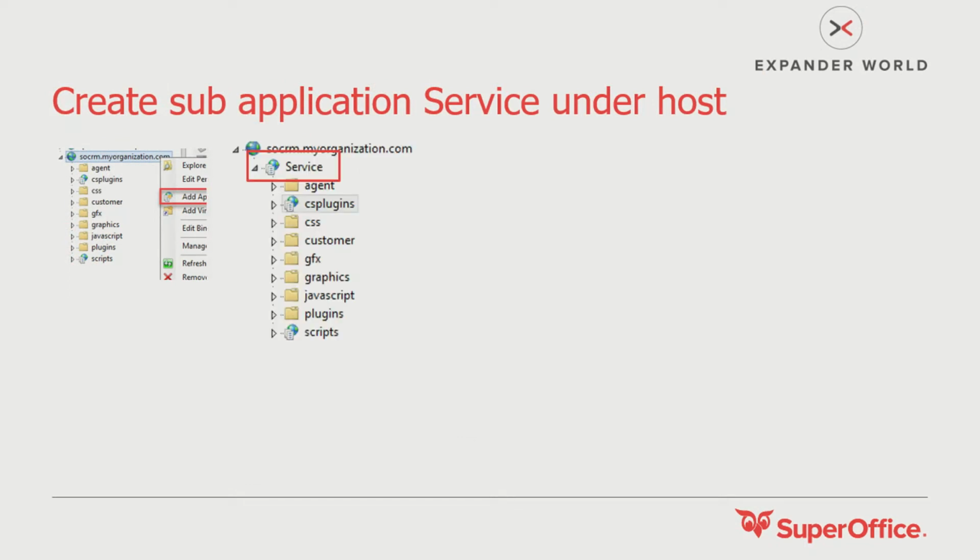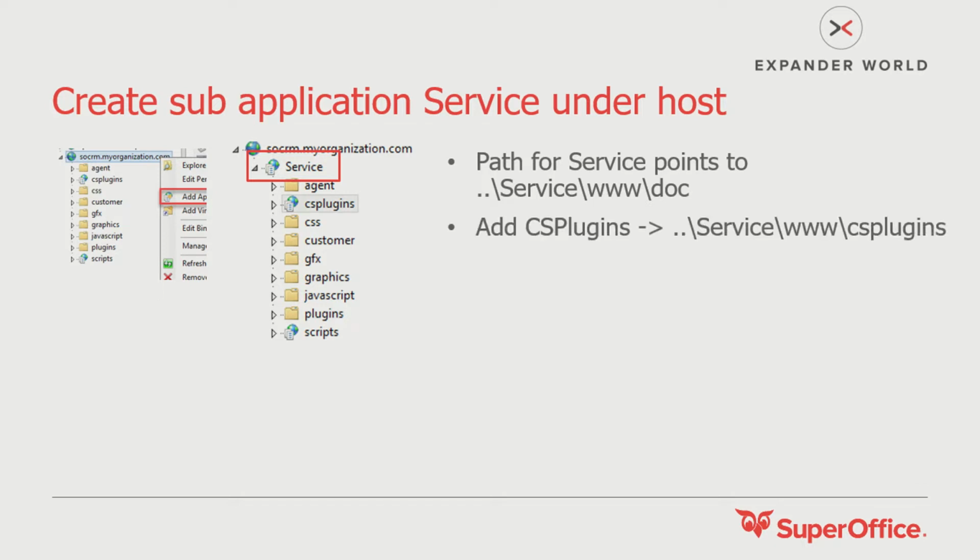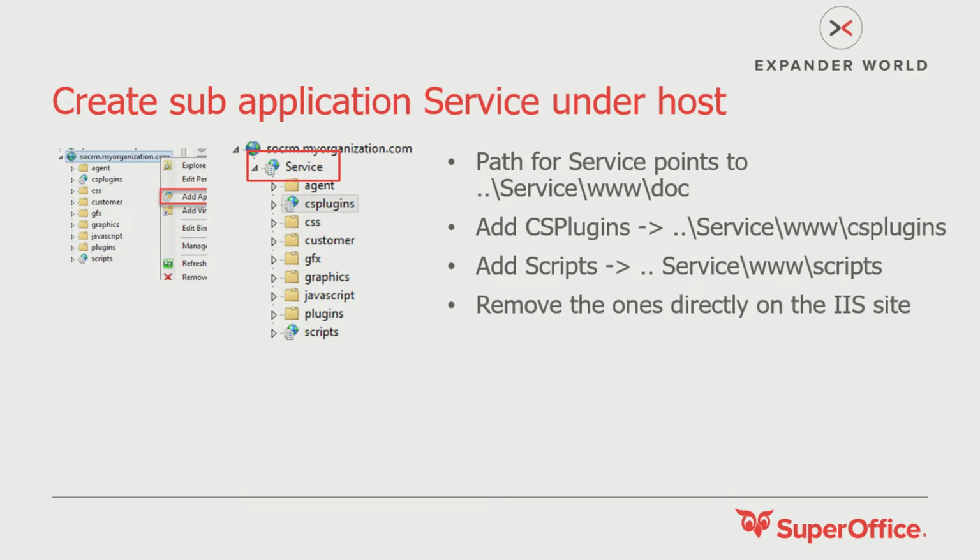This is done by adding an application, and then you add Service to install Service there, and we move all paths to point to Service points to the www/doc folder, which is under where you install Service. CS plugins need to be an application, which is under CS plugins. Scripts the same. All of this is documented on TechDoc with the different steps.